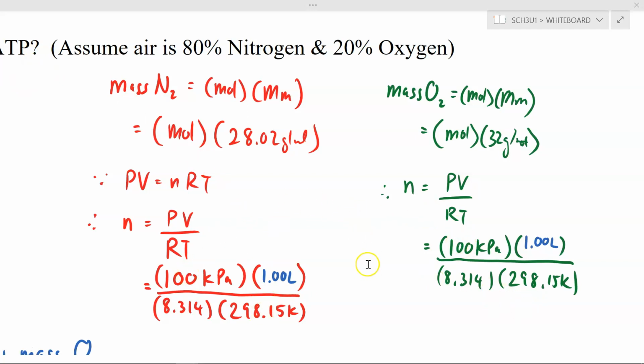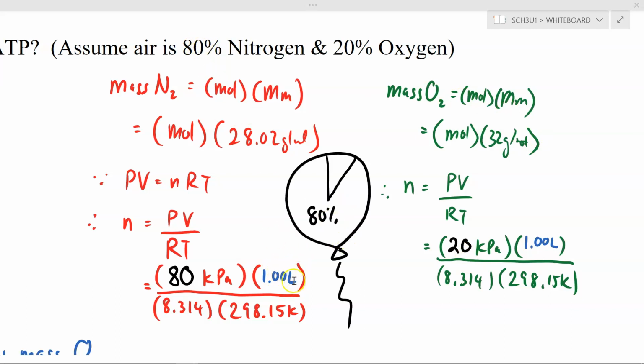But there's another problem. This mixture is 80% nitrogen. So how can 80% nitrogen exert 100% of the total pressure? It can't. But according to Dalton's law of partial pressure, if nitrogen is 80% of the volume, it should be 80% of the pressure. So 80% of the 100 kilopascals gives me 80 kilopascals, while 20% of 100 kilopascals gives me 20 kilopascals. Now, a common question I get asked is, should I apply the 80% to the volume as well? The answer is no.